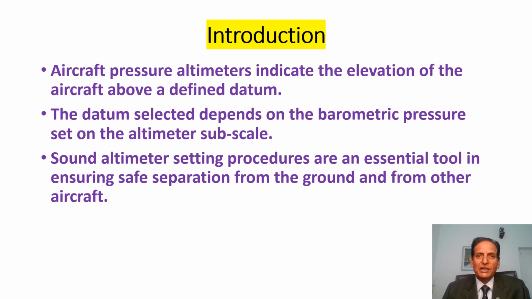Aircraft pressure altimeters indicate the elevation of the aircraft above a defined datum. The datum selected depends on the barometric pressure set on the altimeter subscale. Sound altimeter setting procedures are an essential tool in ensuring safe separation from the ground and from other aircraft.